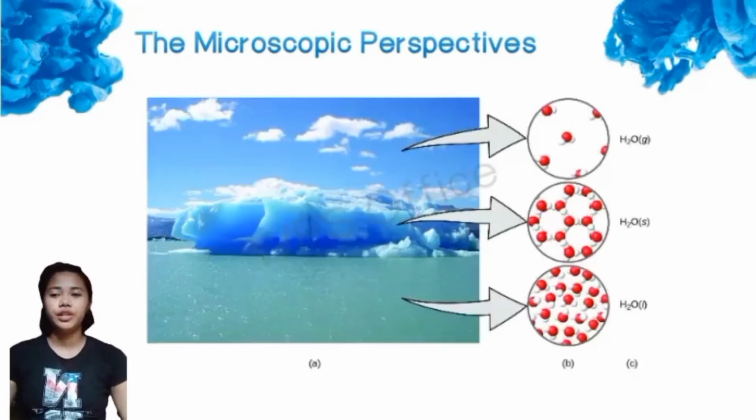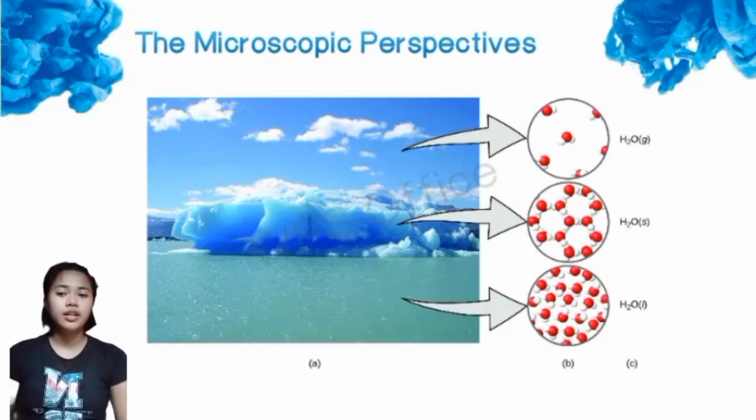In this figure 4, letter A is the moisture in the air, an iceberg, and the ocean, which represent water in the macroscopic domain. In letter B, at the molecular level of the microscopic domain, gas molecules are far apart and disorganized, solid water molecules are close together and organized, and liquid molecules are close together and disorganized.